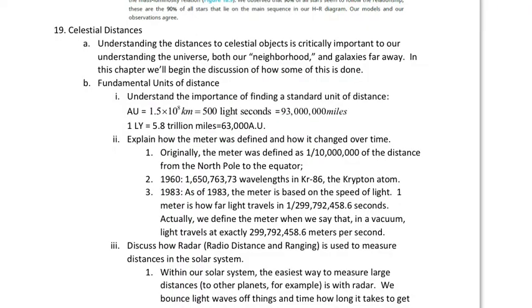So this section is on celestial distances. Understanding the distances to celestial objects, astronomical objects, is critically important to our understanding of the universe. Both our neighborhood, objects in the solar system, or beyond that, stars that are in our neighborhood, and galaxies farther away, or very far away. In this chapter, we'll begin the discussion of how some of this is done.